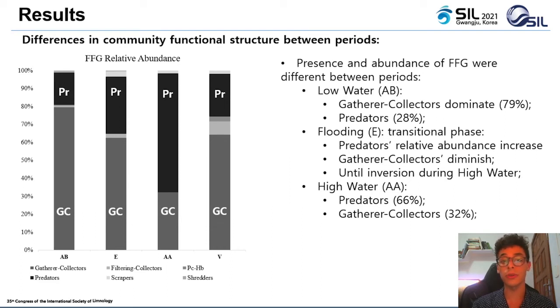The flooding period behaves as a transitional phase between low and high water periods because predators' relative abundance tends to increase while gatherer-collectors tend to diminish, until an inversion in proportion is observed during high water, when predators dominate the ecosystem, being 66% of the community, while the gatherer-collectors represent 32% of it.